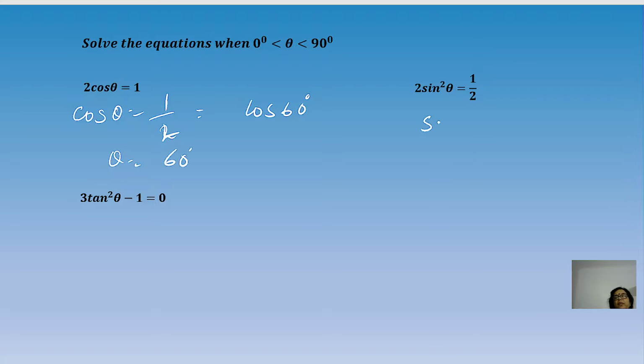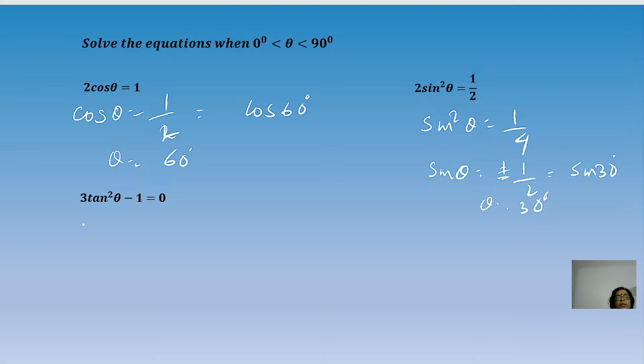Here 2 sine square theta is half. So sine square theta is 1 by 4. So sine theta will be equal to plus minus 1 by 2, but we will not take the negative values because right now we are restricting ourselves to the first quadrant. So this will be sine 30 degree. So theta will be equal to 30 degree.